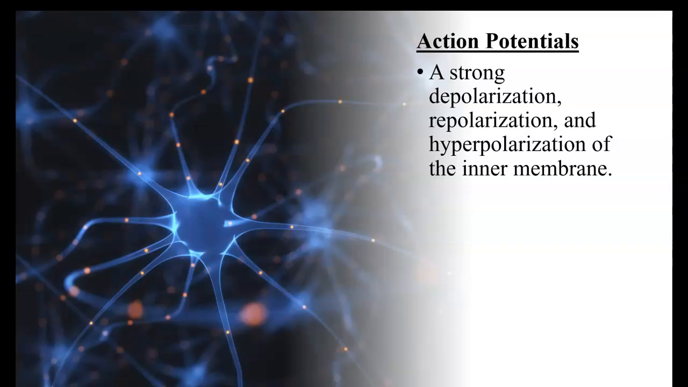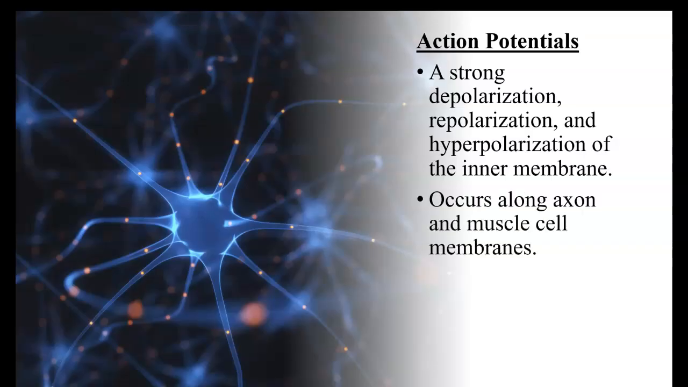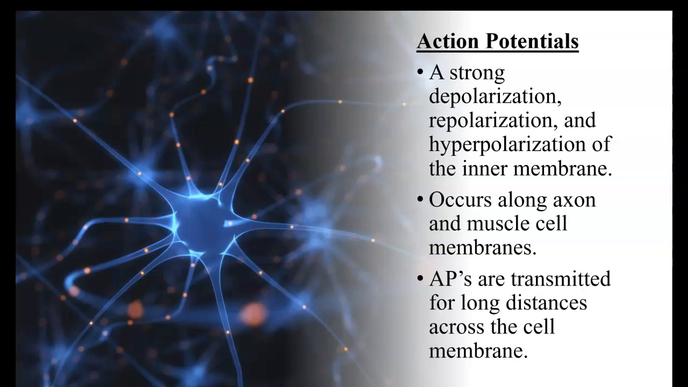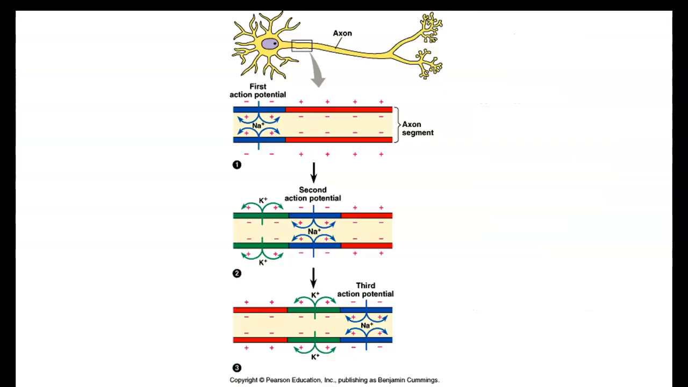Action potentials. These are going to be a strong depolarization, repolarization, and hyperpolarization of that inner membrane. It's going to occur along the axon and muscle cell membranes. Action potentials are going to be transmitted for long distances across cell membranes. And so here you see you're going to come in, you have your first action potential that's going to be working on the axon of that neuron there.